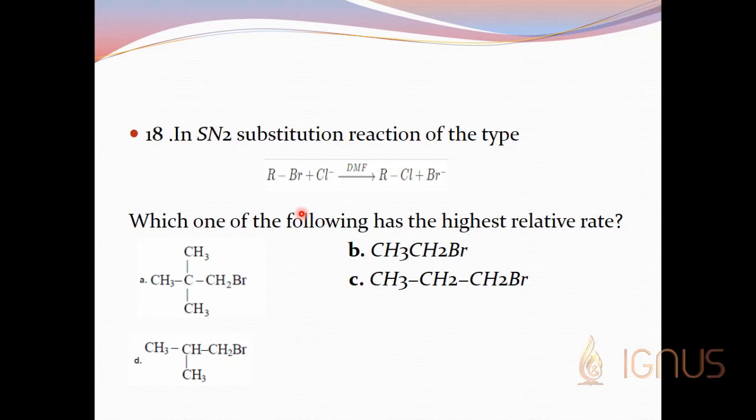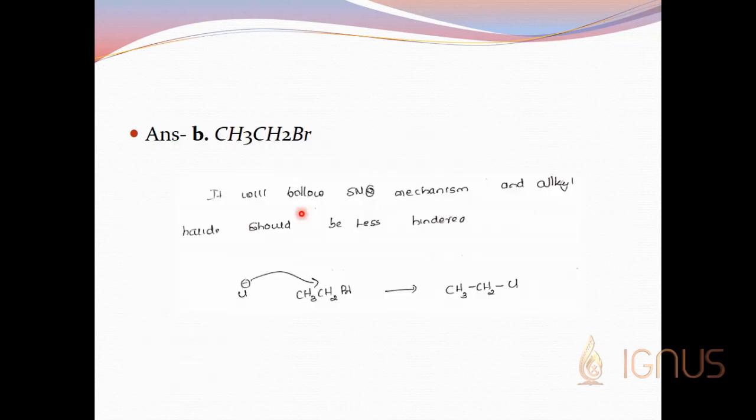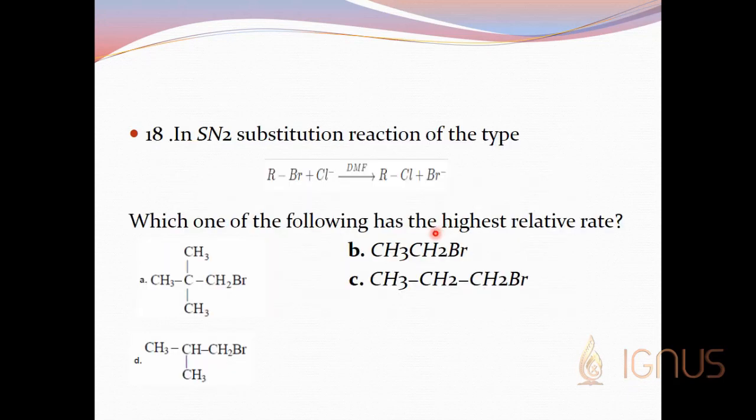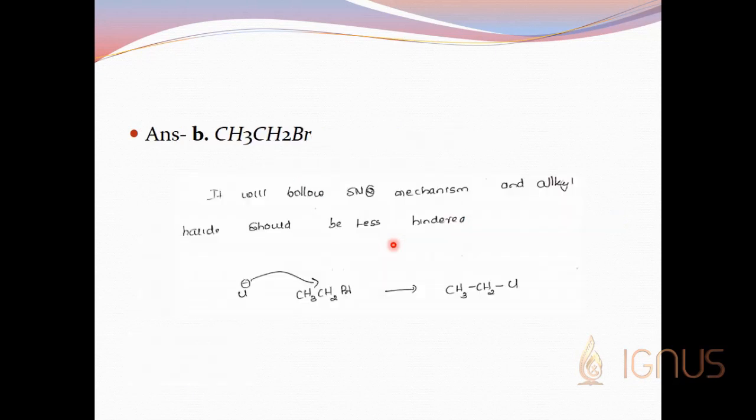Let us discuss the solution for this question. Answer is ethyl bromide. It will follow SN2 mechanism. We know that for a molecule to follow SN2 mechanism, the alkyl halide should be less hindered. In the given molecules, this is the least hindered molecule. Hence, it will undergo SN2 with the highest rate. Hence, our answer is option B, ethyl bromide.